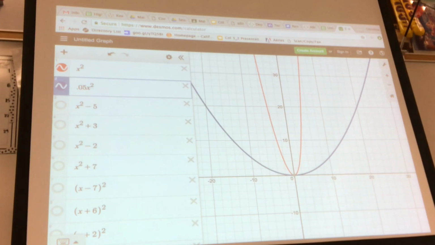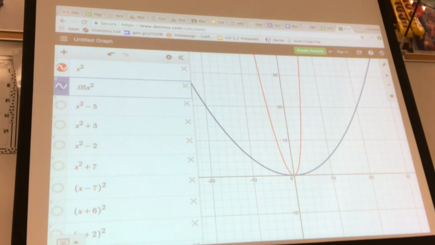So if you can make a conclusive statement about what A does to your graph, did it translate it horizontally or vertically? No, what does A do? It determines the width of the parabola. Very good. We call that dilations, or expansions. So the A value determines the width or the thickness, or width is the good word, of your parabola.